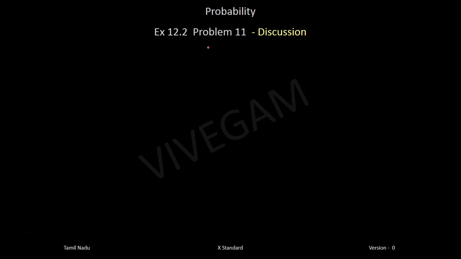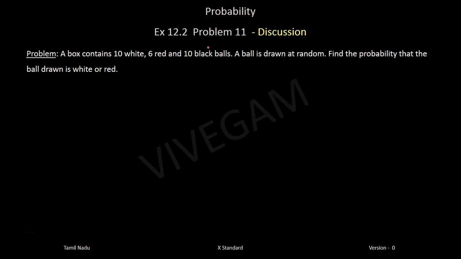Exercise 12.2 Problem 11 discussion. A box contains 10 white, 6 red and 10 black balls. A ball is drawn at random. Find the probability that the ball drawn is white or red.